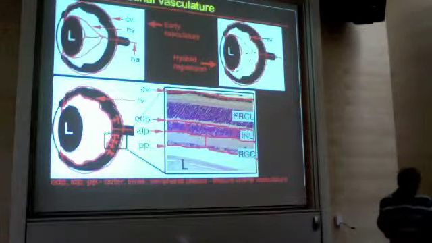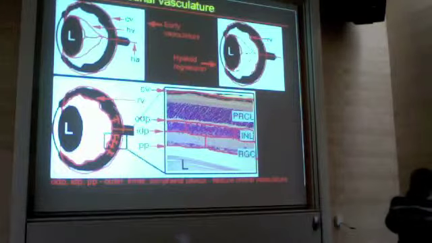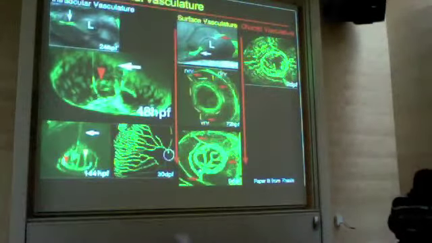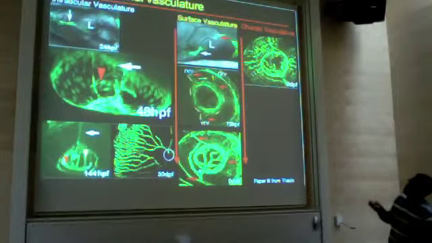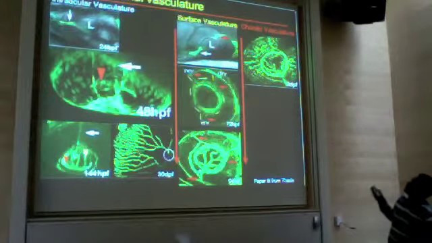So in zebrafish, it is not known. I mean, the development of early retinal vasculature is not known. So we decided to follow that. In zebrafish, there are three different early retinal vasculatures seen: intraocular vasculature, surface vasculature, and the choroidal vasculature.